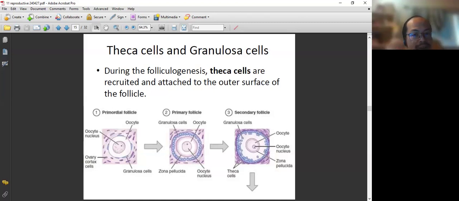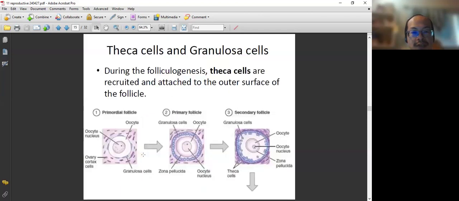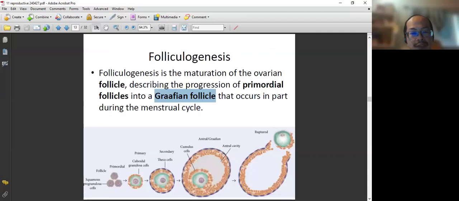And the functions are very similar. So oocytes are the gametes. Granulosa cells support the oocytes. Theca cells produce sex hormone. So that's very similar. So here is how theca cells produce sex hormone. So this is another matured follicle. You can see one oocyte. Here is the fluid. So you can see that here you have fluid. In the beginning, there's no fluid, but you start to have the fluid.